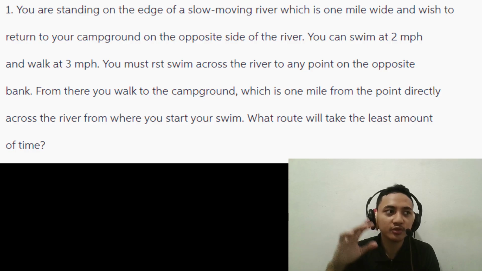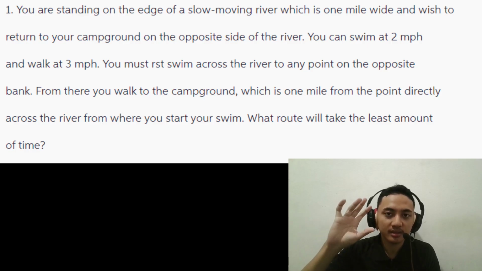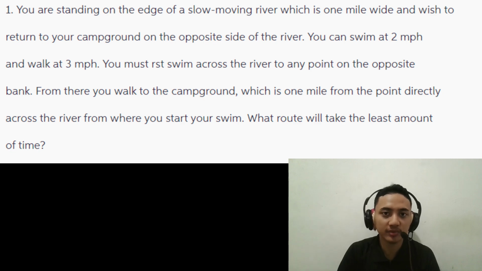And then we have a second problem. The next problem is, for example, we are trying to minimize travel time across a river. The problem is you are standing on the edge of a slow-moving river which is 1 mile wide and wish to return to your campground on the opposite side. You can swim at 2 miles per hour and walk at 3 miles per hour. The campground is 1 mile from the point directly across the river from where you start your swim. What route will take the least amount of time?